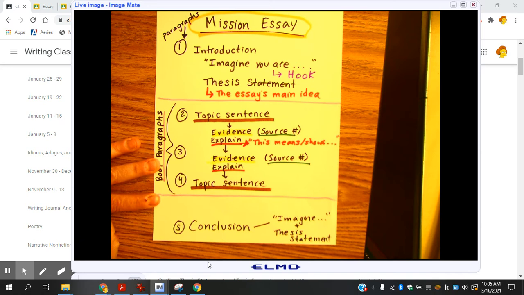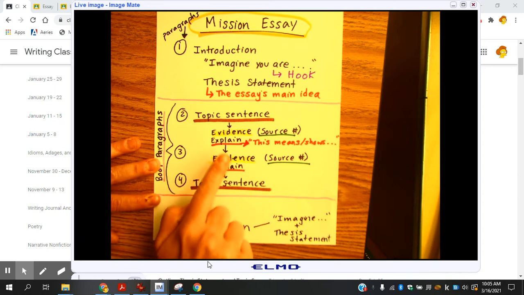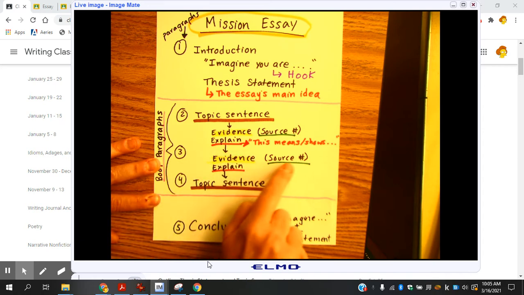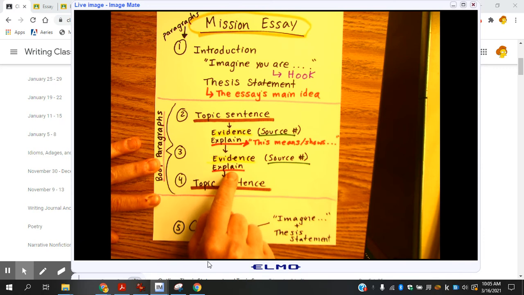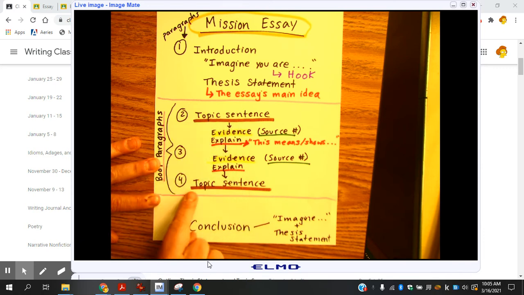And then your job, like I said before, was to find an additional piece of evidence. So that takes us to the next piece of evidence, the source number, and again, we explain. You can finish off your paragraphs by looking at that topic sentence or restating it.